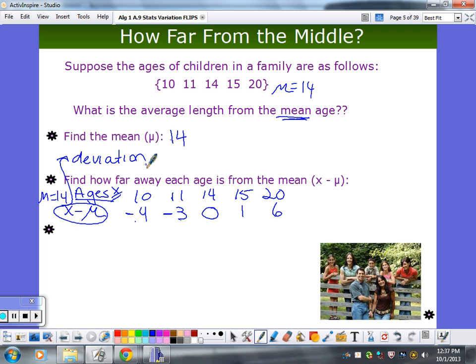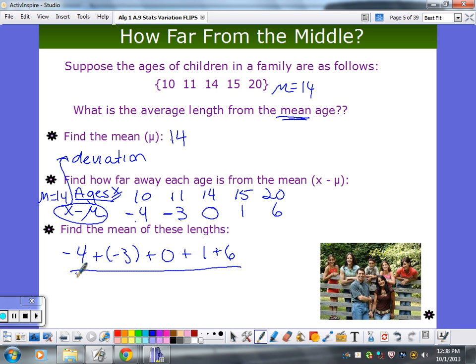So if I want to find the average that it's away from the mean, can I just average these numbers? Wouldn't that be averaging how far away they are? Let's do that: negative 4 plus negative 3, and I put the 0 in. I'm just averaging these numbers. What am I going to divide by? 5. Why?